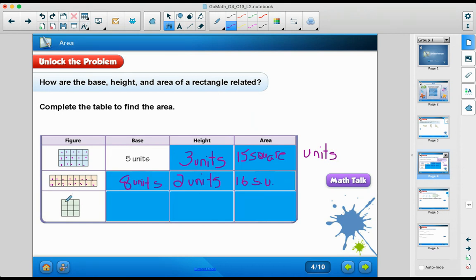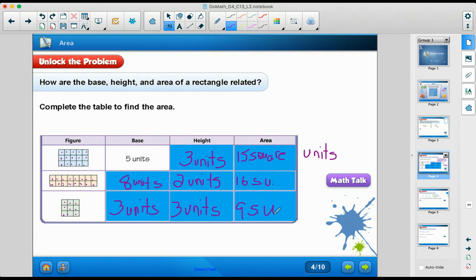Okay, the last one. What's our base? 1, 2, 3. 3 units. Make sure you're writing this information down in your Go Math book, page 723. And what is the height? 1, 2, 3. 3 units. So what is the area? Let's count. 1, 2, 3, 4, 5, 6, 7, 8, 9 square units.